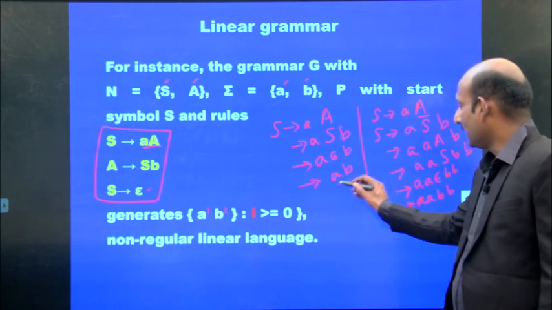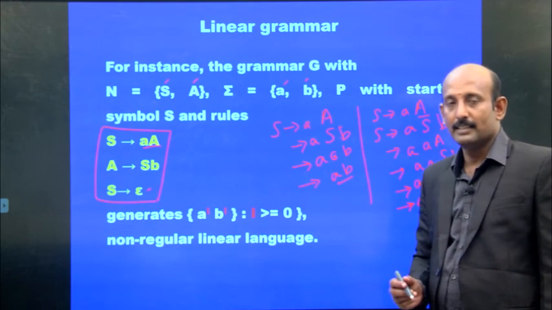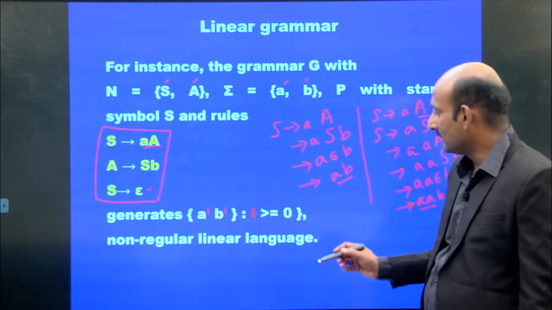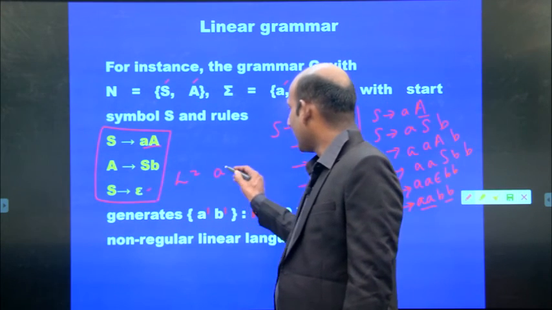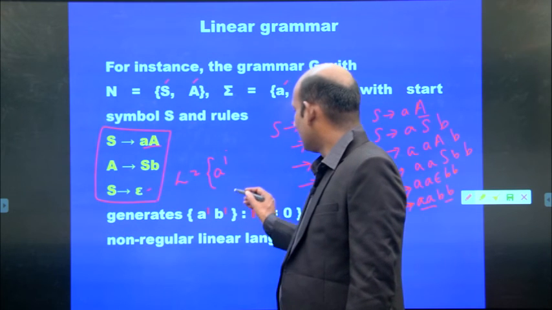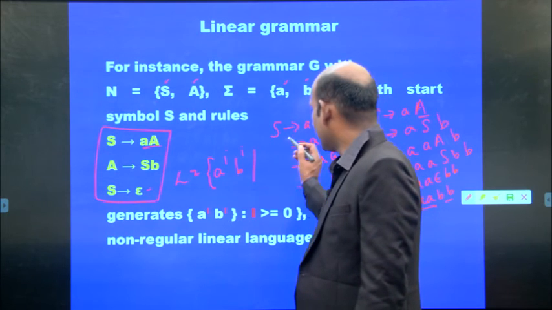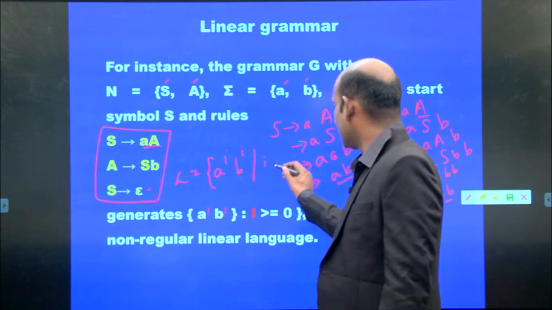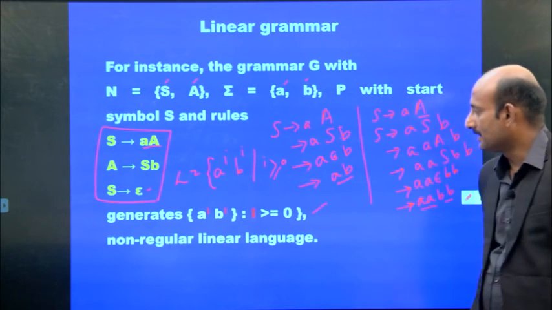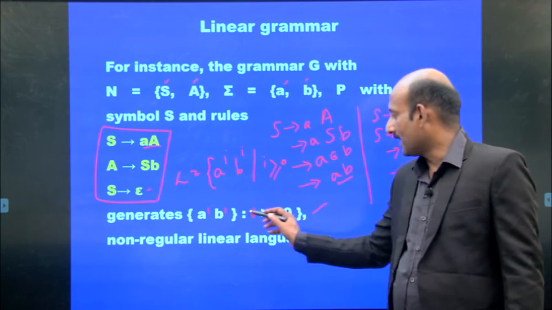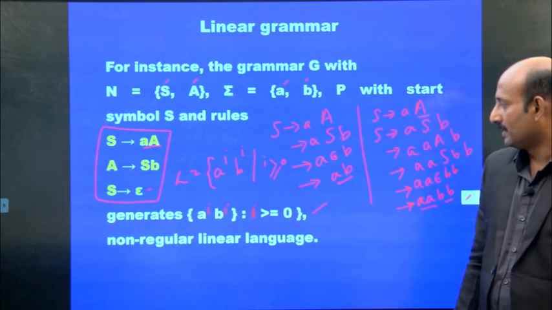So, one a one b, two a's two b's. So, that is the number of a's and number of b's. So we can write this language as L equals a power i followed by b power i, where this i value is greater than or equal to 0. This is what we have written here. It generates a power i, b power i, where i is greater than or equal to 0.